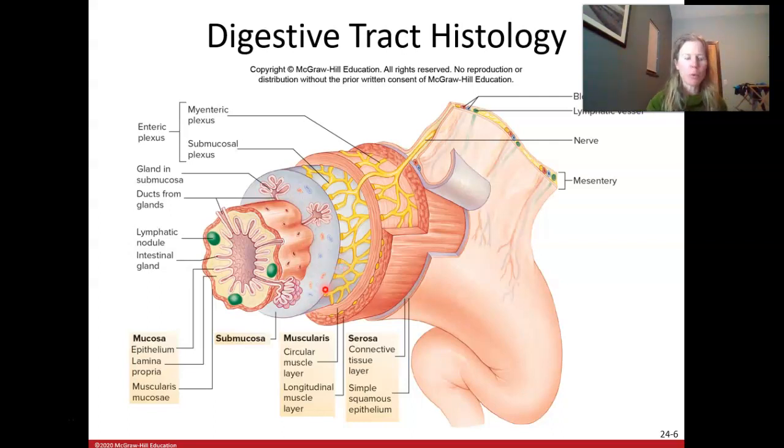So the submucosa, there's not a lot going on here. Really, it's dense, irregular connective tissue. So it's just binding the mucosa to that muscularis layer. In here, right, blood vessels, lymph, exocrine glands, right? They're showing those glands being embedded back in here, which of course are then going to have ducts releasing to that epithelial layer.